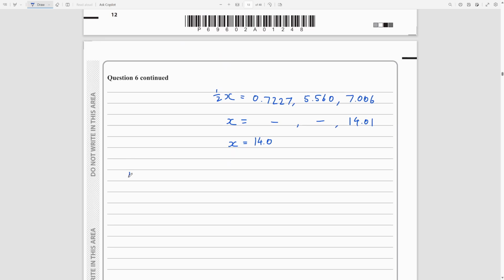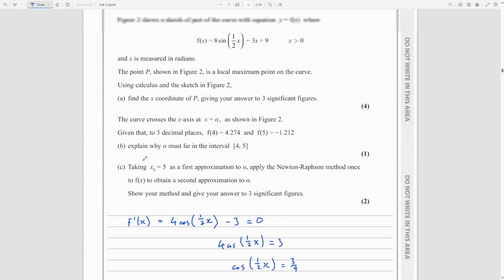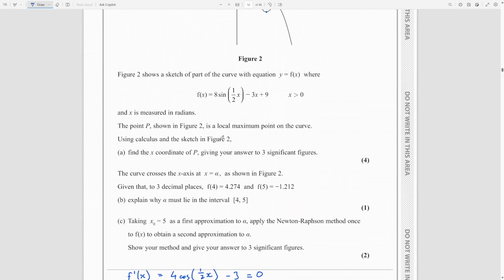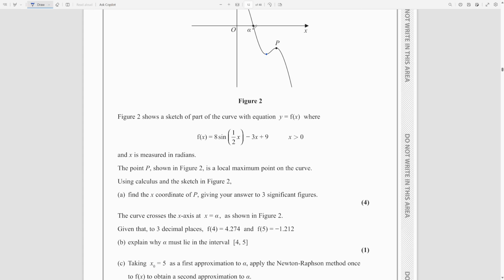Okay, part B. Part B says the curve crosses the x-axis at x equals alpha. That's here. Given that, to 3 decimal places, f of 4 is 4.3 and f of 5 is minus 1.2. Explain why alpha must lie in the interval 4 to 5.